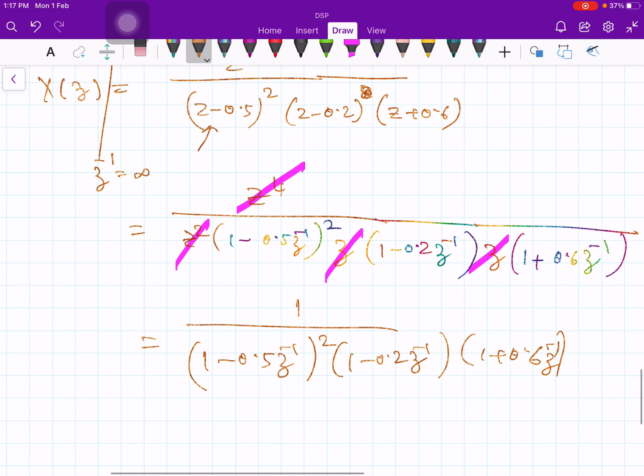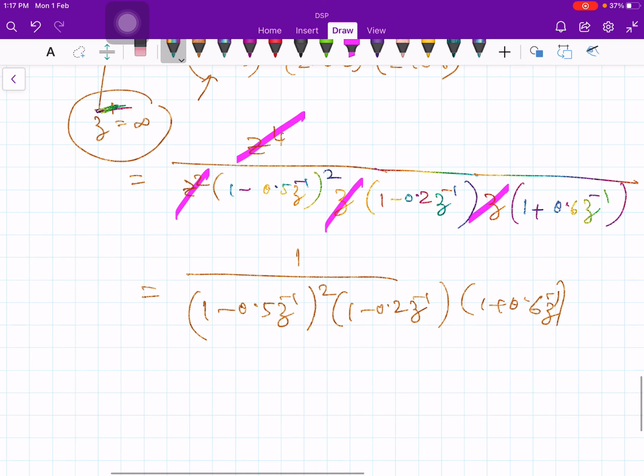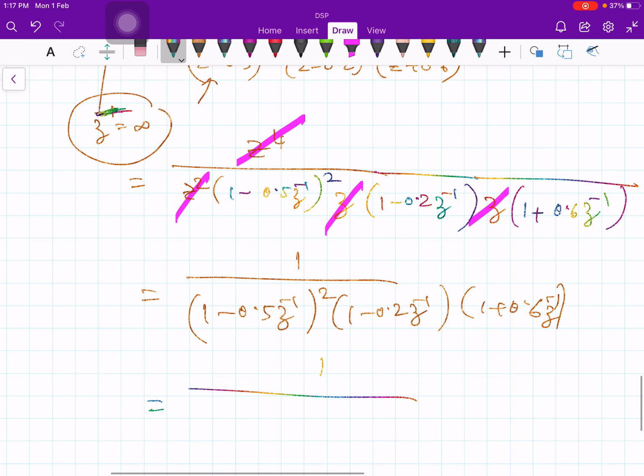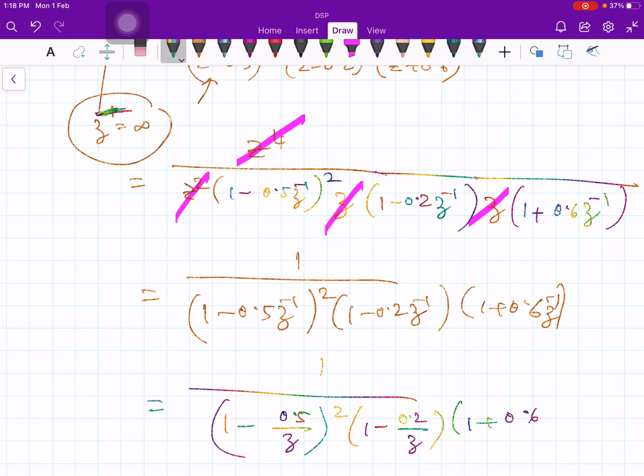Okay, if I substitute z inverse is equal to infinity, then there will be a problem. Substitute z equal to infinity. So this becomes 1 minus 0.5 divided by z, whole squared, divided by 1 minus 0.2 divided by z, by 1 plus 0.6 divided by z.